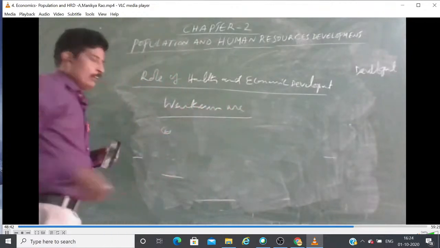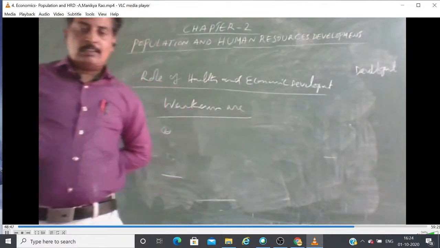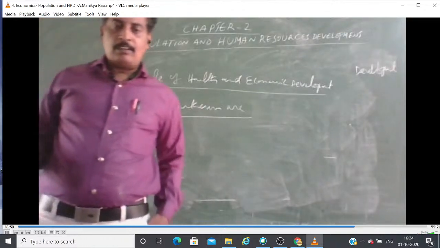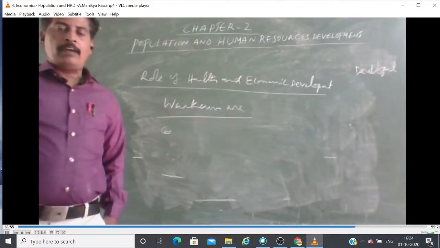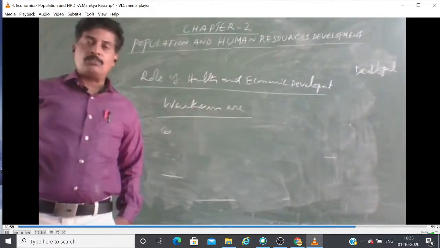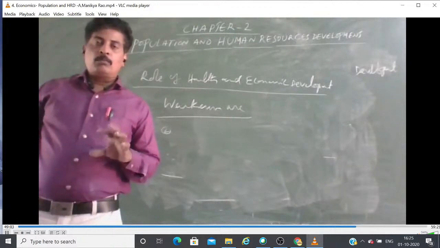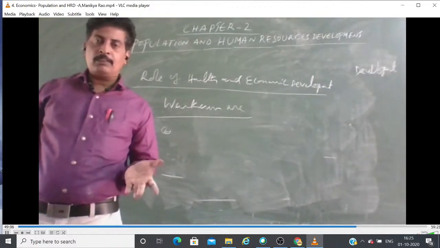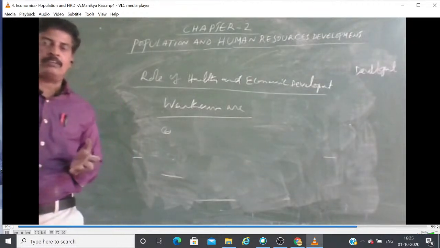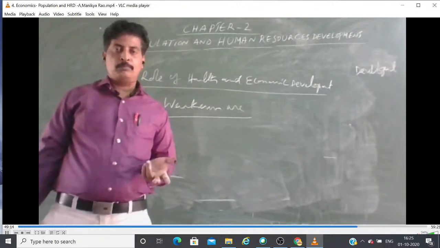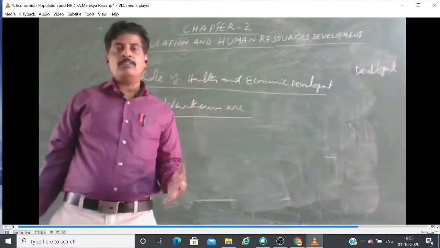Certain weaknesses in the Indian health sector. One is unequal distribution of existing health infrastructure and manpower. Unequal distribution of existing health institutions and manpower means more manpower is there, but fewer institutions. Hospitals are very few. In some states, institutions are more, but manpower is less.